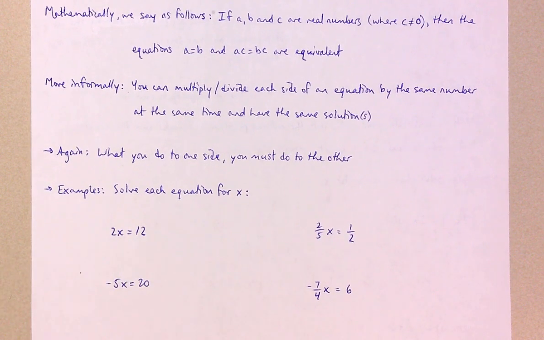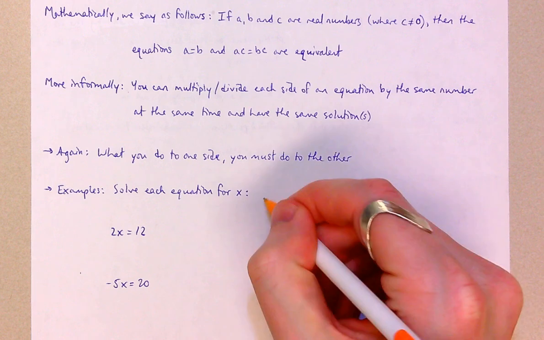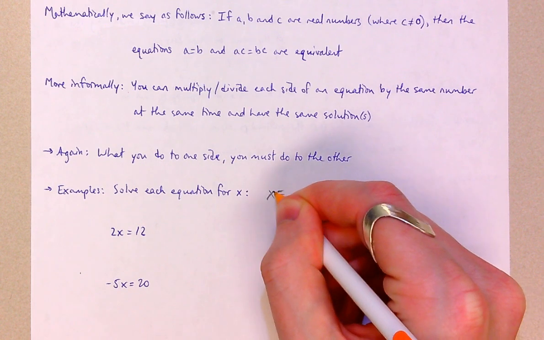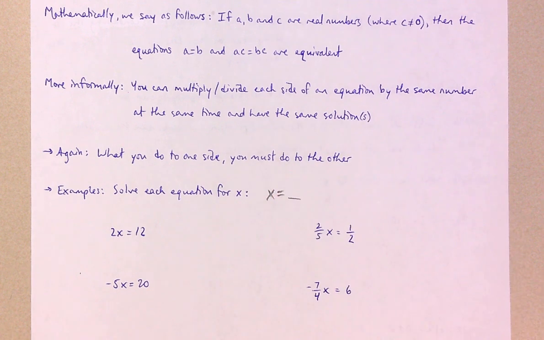2x is equal to 12. And again, the whole point here is to do something so that we just have something of the form x equals and then some number. So x equals blank.